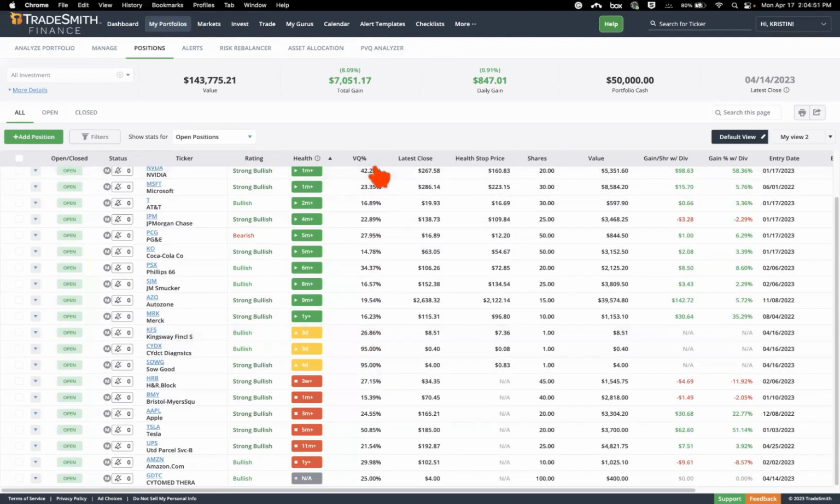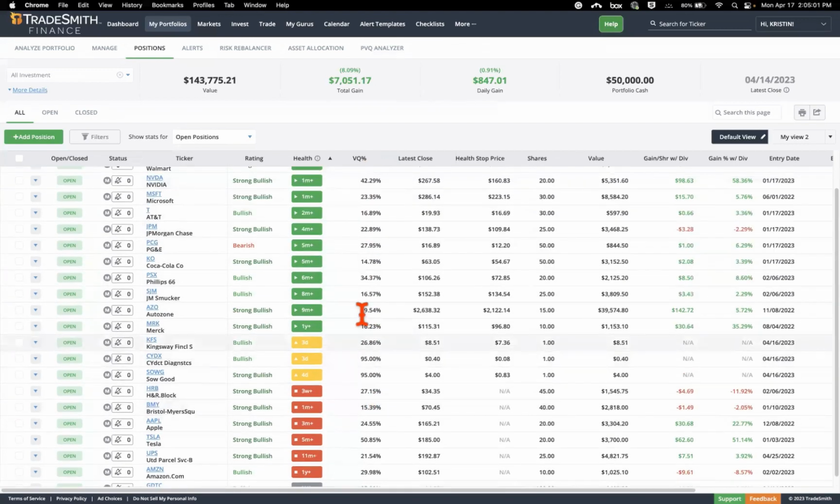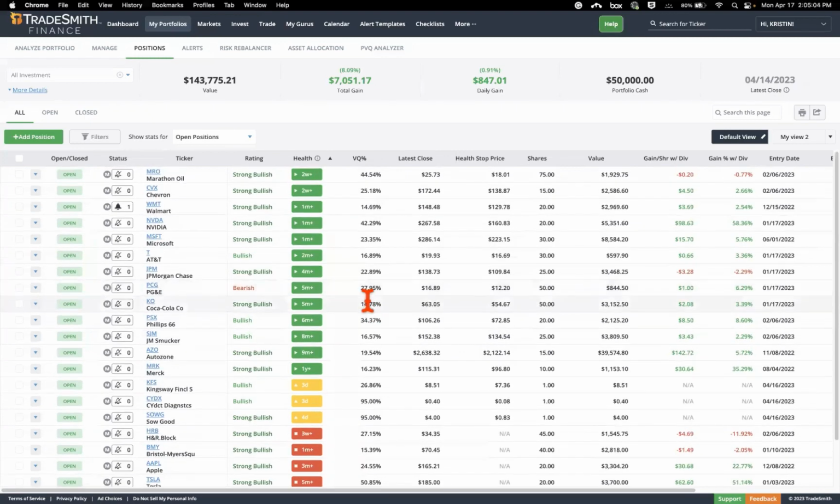The heart of our system is actually the VQ. Trade stops started all based on the VQ, which are these percentages. So we have algorithms and formulas that actually do this. It's pretty neat. All right.